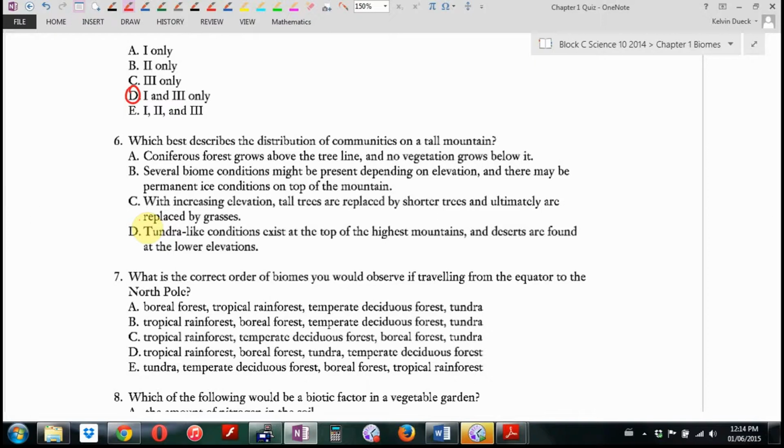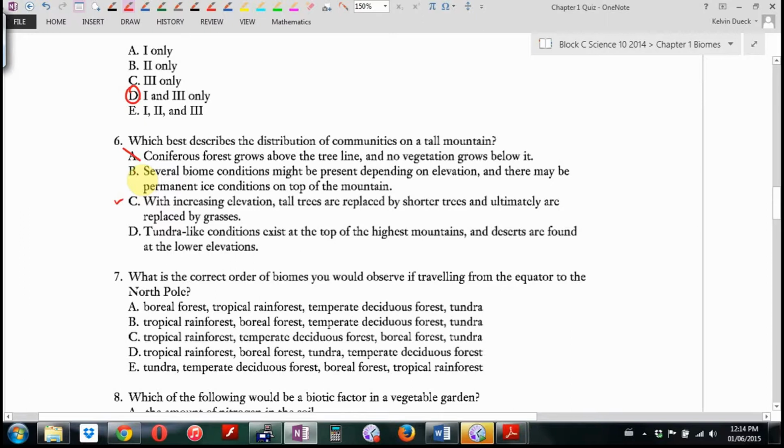With increasing elevation, tall trees are replaced by grasses. Okay, I'm kind of okay. I'm going to kind of see. Coniferous forest grows above the tree line. Trees don't grow above the tree line. That's what we call a tree line. So I can cross out A.